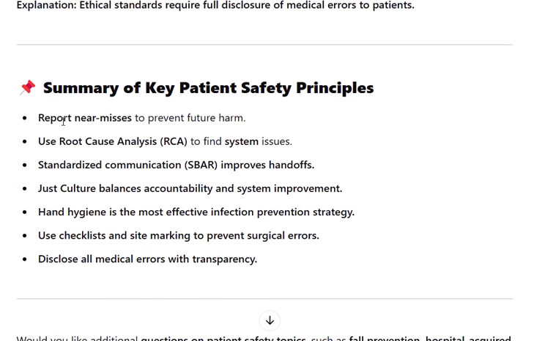Summary of key patient safety principles. Report near misses to prevent future harm. Use root cause analysis (RCA) to find system issues. Standardized communication improves handoffs. Just culture balances accountability and system improvement. Hand hygiene is the most effective infection prevention strategy. Use checklists and site marking to prevent surgical errors. Disclose all medical errors with transparency.